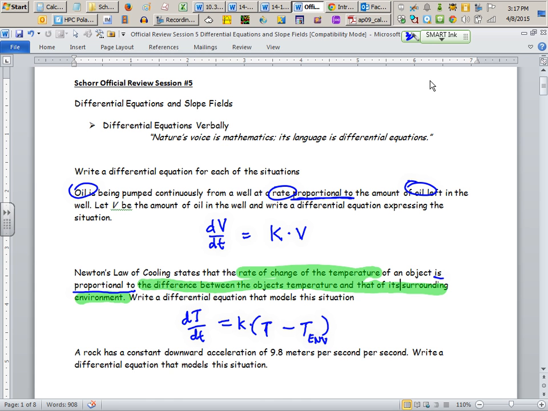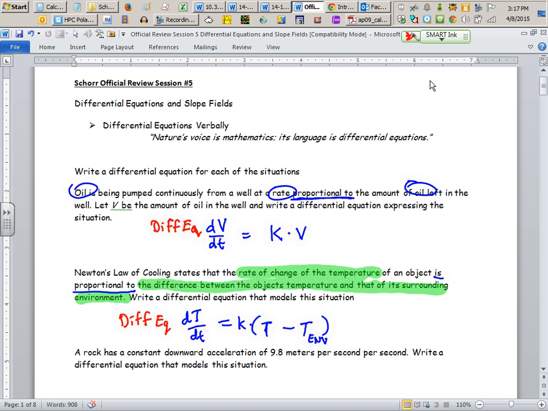Okay, before we leave these two examples, you should know that this is the diff EQ that goes with this sentence, okay? And this is the diff EQ that goes with this sentence. And these are not the actual solutions. You cannot use these to find volume or temperature. They will not help you find volume, they will not help you find temperature. What are they for? Volume rate, temperature rate. That's what they're good for.